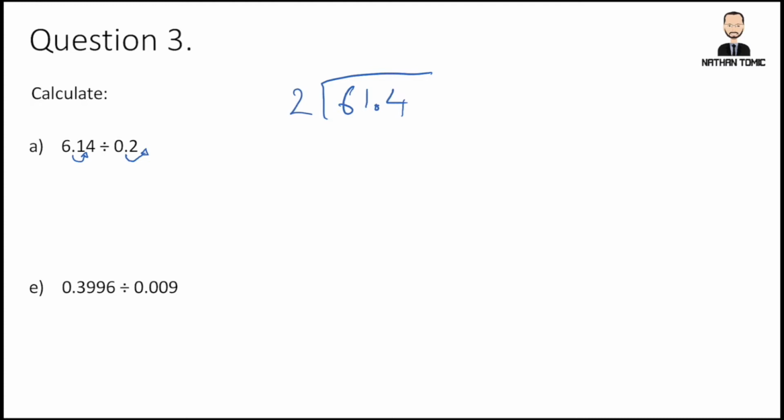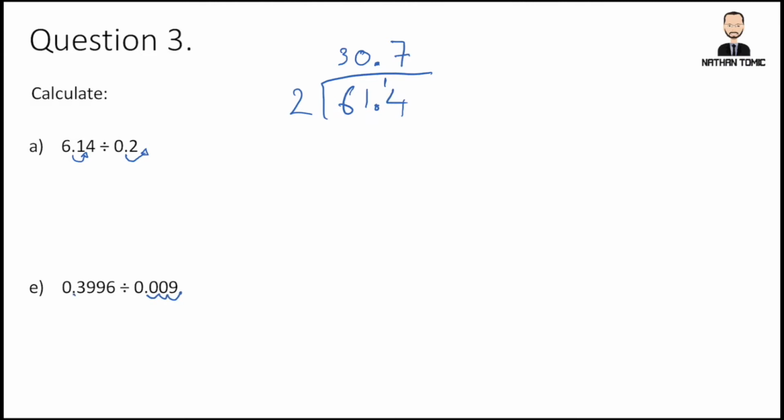So 2 into 6 goes 3 times. 2 into 1 goes nothing. There's my decimal point, but we've carried the 1 across, and 2 into 14 goes 7. So there's my answer.